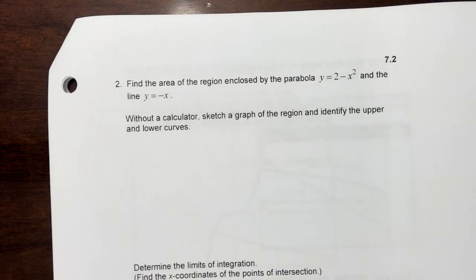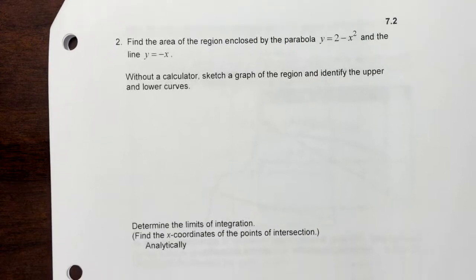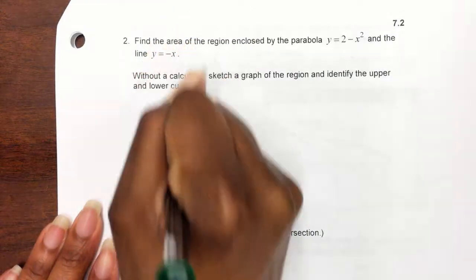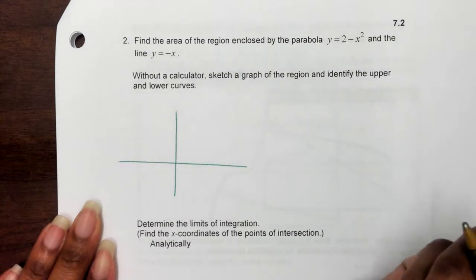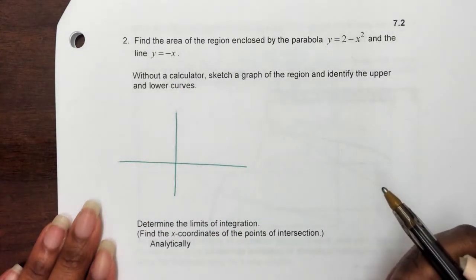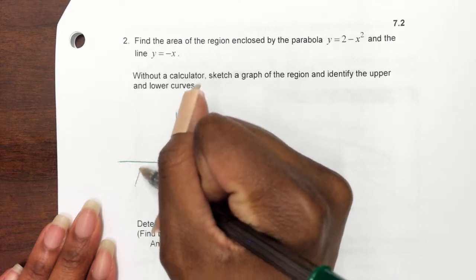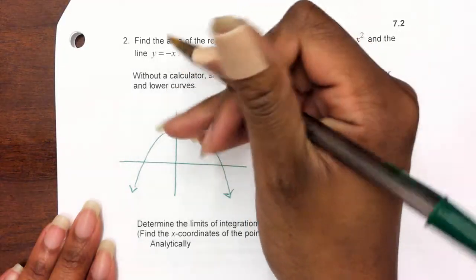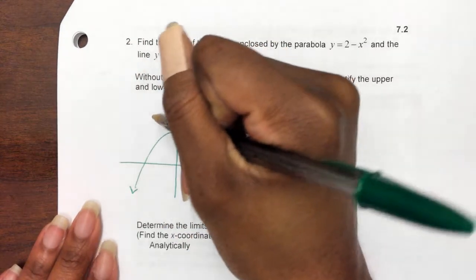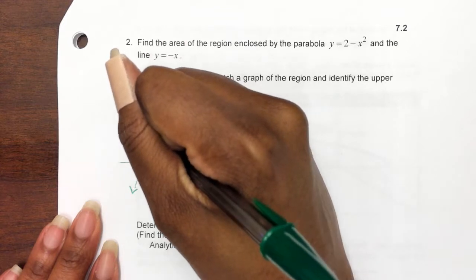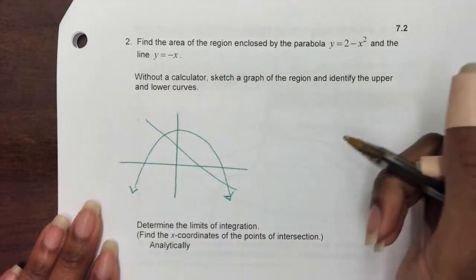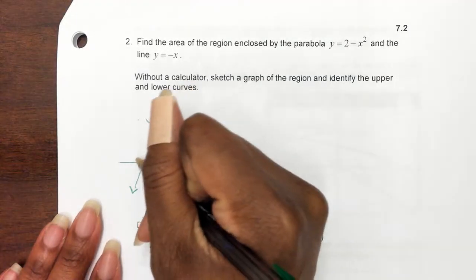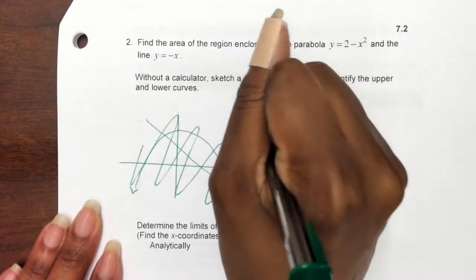So now we want to find the area of the region enclosed by the parabola 2 minus x squared and the line y equals negative x. So we're going to sketch approximately what these two graphs look like. So 2 minus x squared, something like that. Y equals negative x. This is a little bit off, more like a lot of it off, but actually, let me just resketch this.